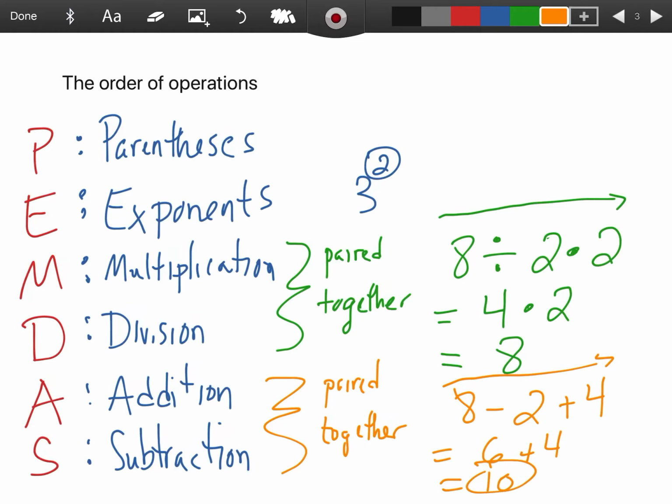All right, so you don't do 2 plus 4 equals 6. Oh, 8 minus 6 equals 2. Nope, we should be getting 10 with this. So we'll go parentheses, then exponents, then multiplication slash division paired together, then addition slash subtraction paired together.